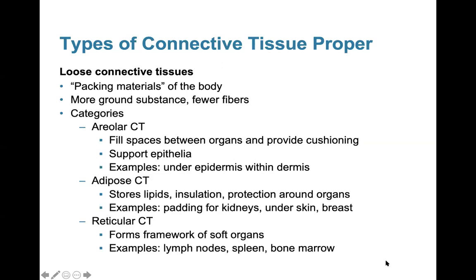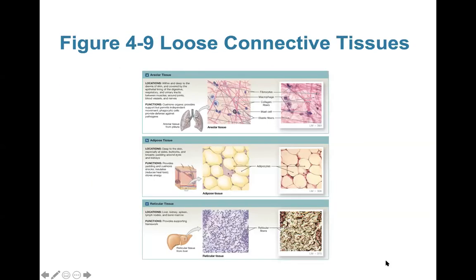Reticular connective tissue forms a framework of soft organs. This is something that we'll typically find in lymph nodes, the spleen, as well as the bone marrow. And here we can see areolar again, the functions and typical locations. You can see what it looks like. You can see adipose and then reticular tissue.